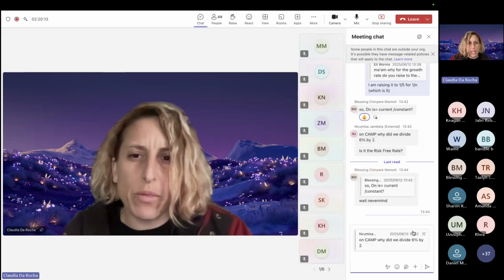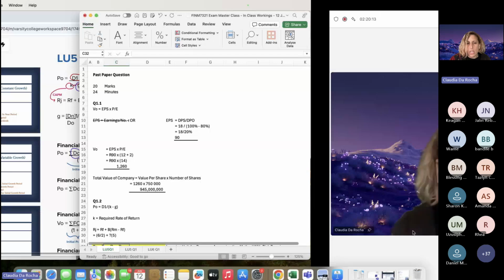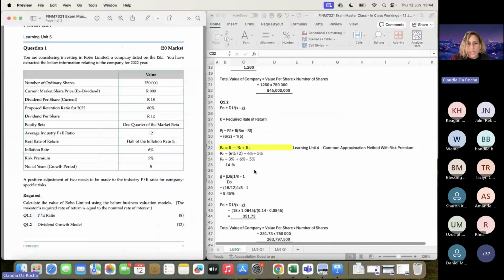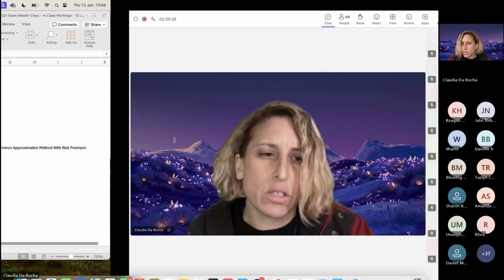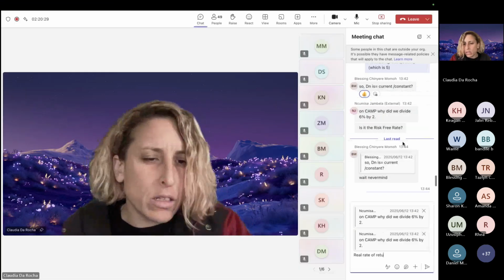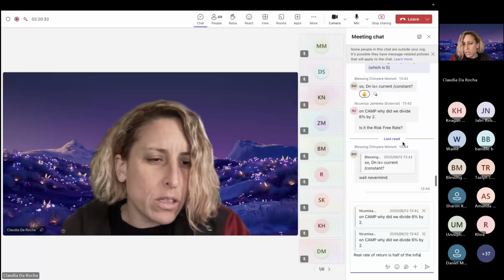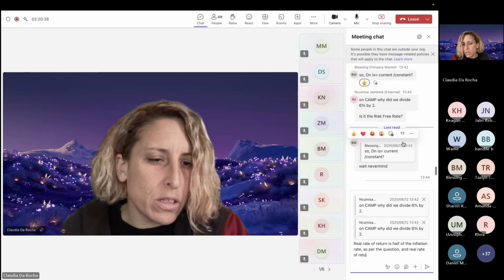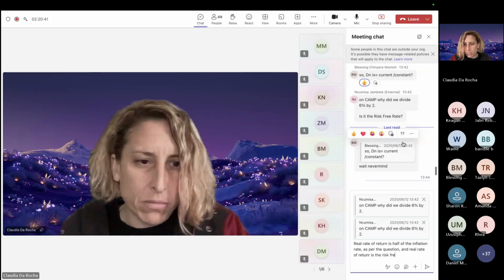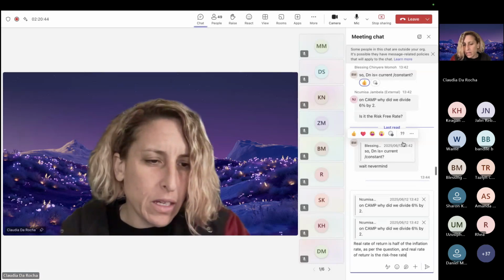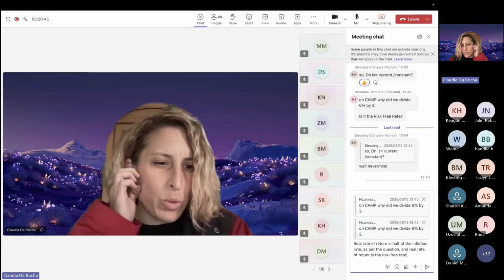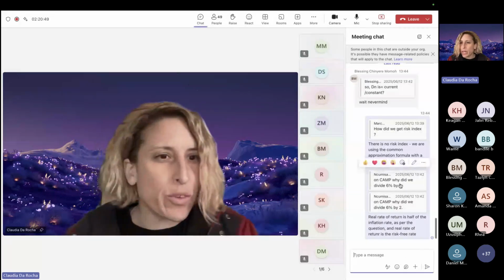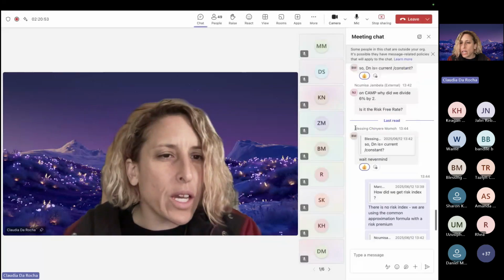Okay, so there's a question about why we're dividing 6 by 2, because it did say here that our real rate of return, which is the fixed rate, is half of the inflation rate. So when we say real rate, we're saying there's no inflation, there's no risk in it. It's a risk-free rate.